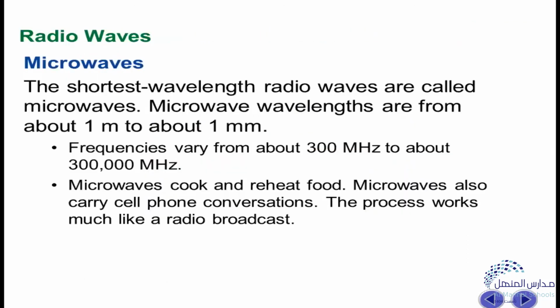Number two, the microwave. The shortest wavelength radio waves are called microwaves. Microwave wavelengths are from about 1 millimeter to 1 meter. Frequencies vary from about 300 megahertz to about 300,000 megahertz. Microwaves are used to cook and reheat food. Microwaves also carry cell phone conversations. This process works much like radio broadcast.